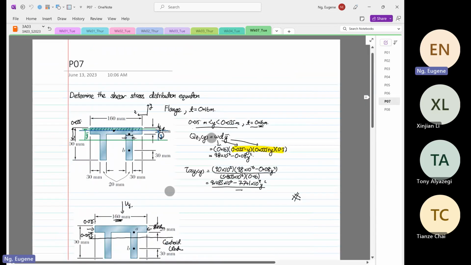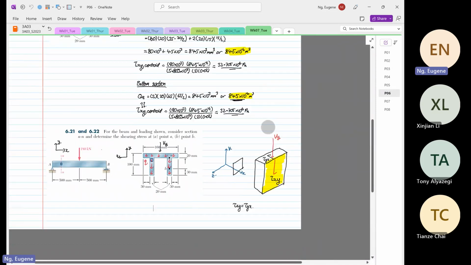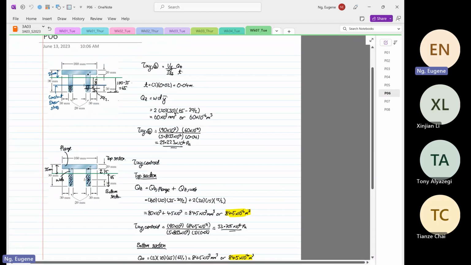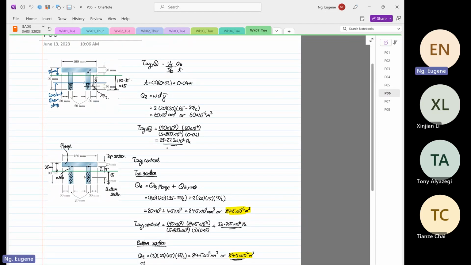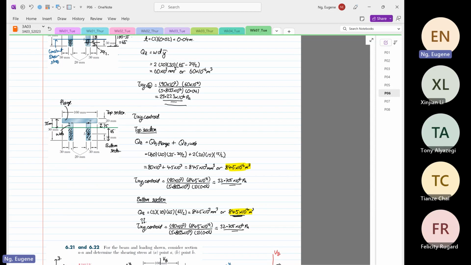we calculated the stresses. Okay, we determined the stresses at point A, point B. This is the expression for point B. And then we calculated the shear stresses at the centroid. Important thing to recall: at the centroid, either use the top section or bottom section, the answer is the same.